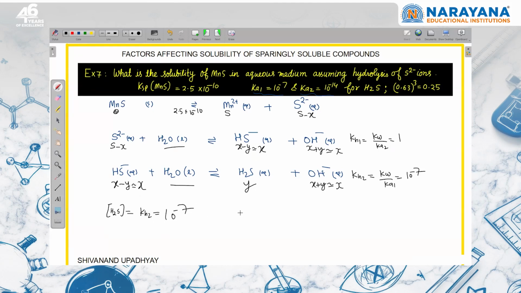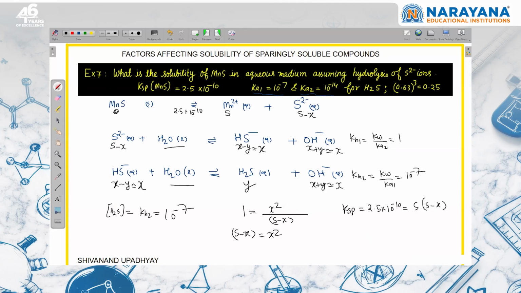Similarly, if you want to solve this, you have to solve the quadratic equation, that 1 is equal to X square S minus X, or you can say that S minus X is equal to X square, right? And the value of KSP from here you can write KSP is equal to concentration of Mn2 plus ion. So the value of KSP is given 2.5 into 10 to the power minus 10 S into S minus X.